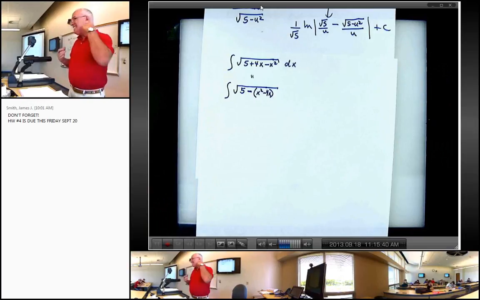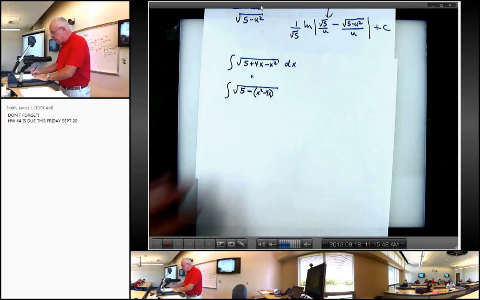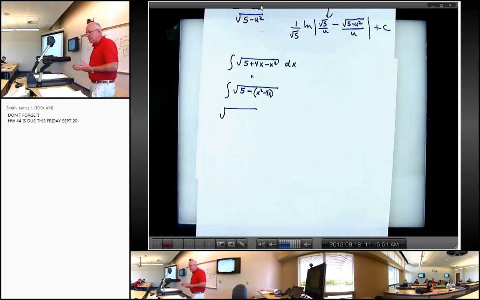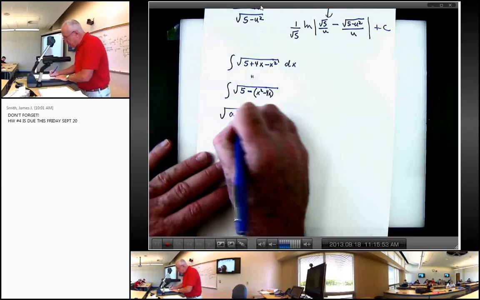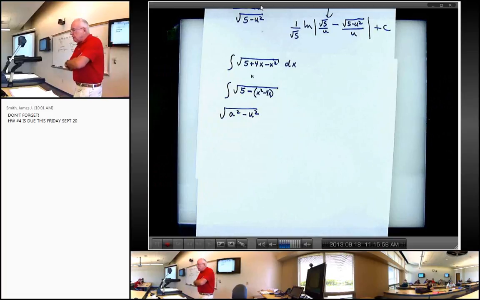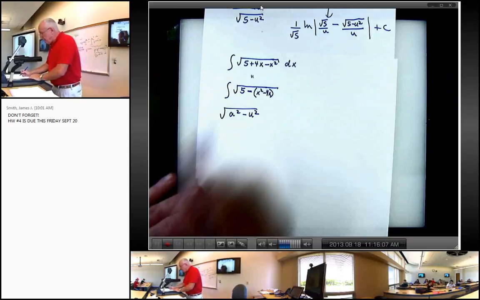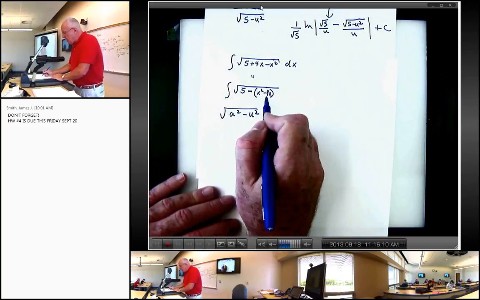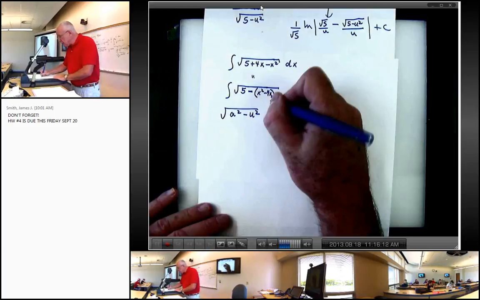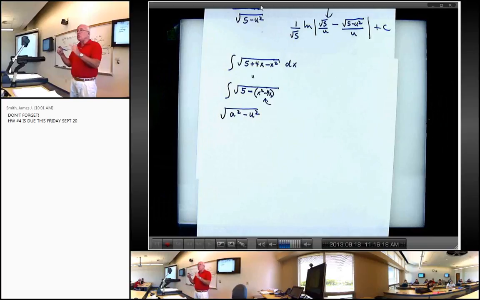So we've got it tentatively written as some number minus something. All right? But if we want to use these tables here, I've got to end up with something like, in this case, the square root of a squared minus u squared, all right? So what we have here, we have 5 minus, what I want to do here is complete the square inside the parentheses in order to give me a square.